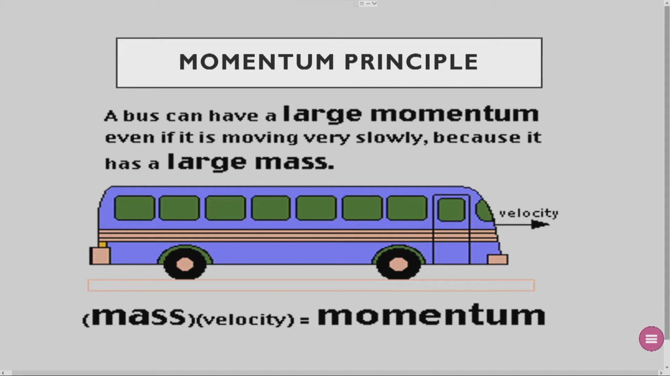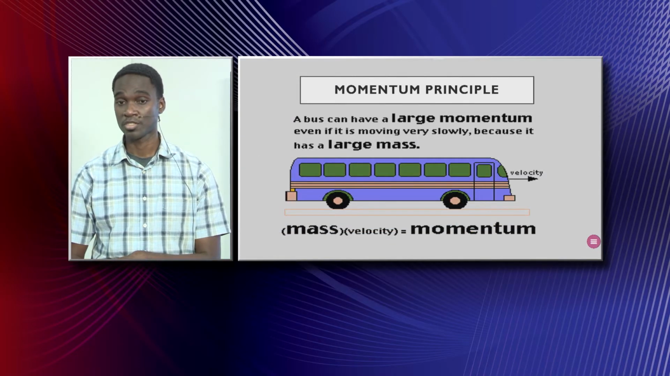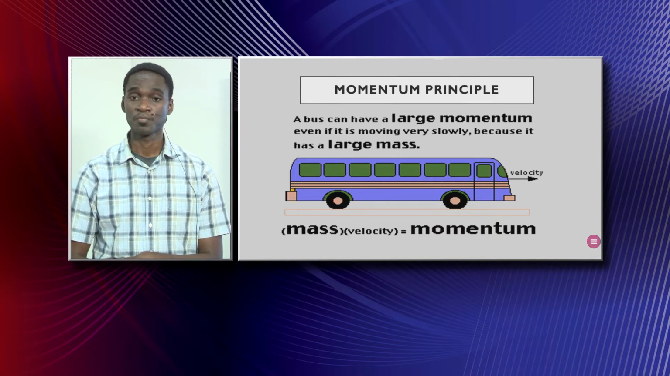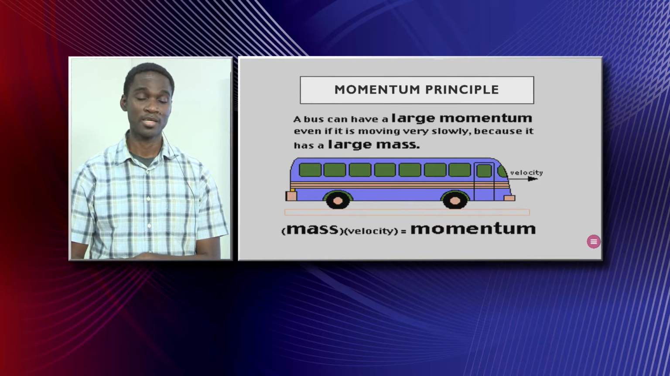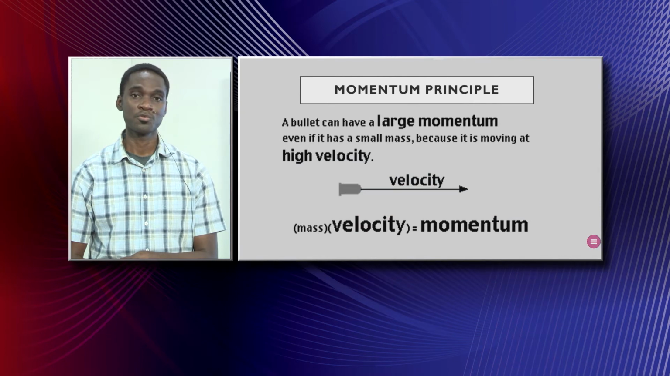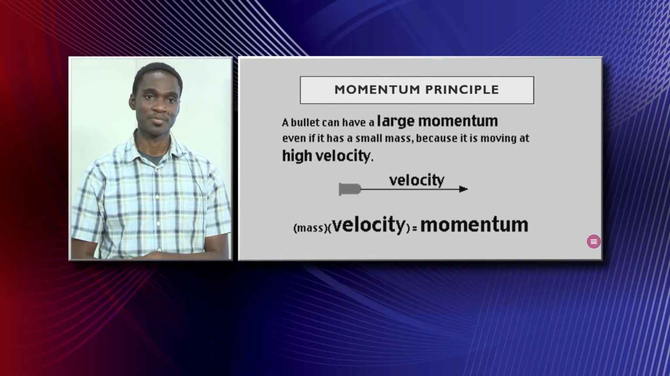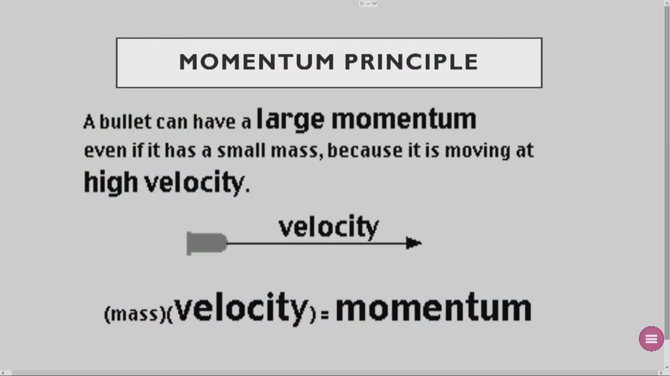And so even if the school bus is moving slowly, or if we have a truck, which is also large, moving slowly, do not get in the way of a moving object, especially if it is as large as a school bus or a truck, because it would have a large momentum and you can be hurt. In this instance, we are using a small object. A bullet can have a large momentum, even if it has a small mass, because it is moving at high velocity.